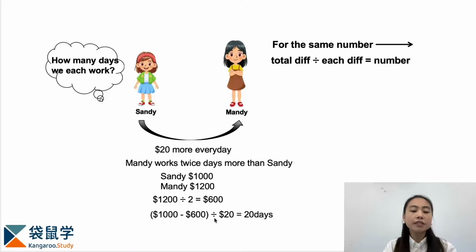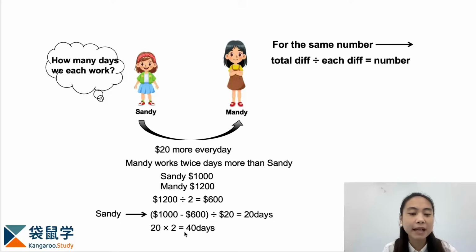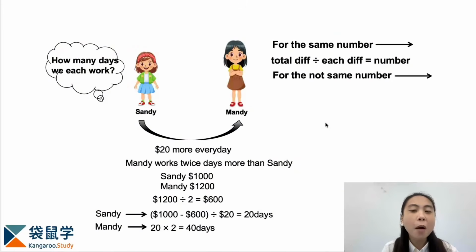And class, this 20 days is whose working day? It's Sandy's working day. And now, can we know Mandy's working day? We can use 20 times 2, which is 40 days. And this is Mandy's working day. And now, let's summarize this example. For the same number, we can use total difference divided by each difference and get the number directly. But for the not same number, what should we do first? We should make it the same first. Okay, this is the summarization of the second example.